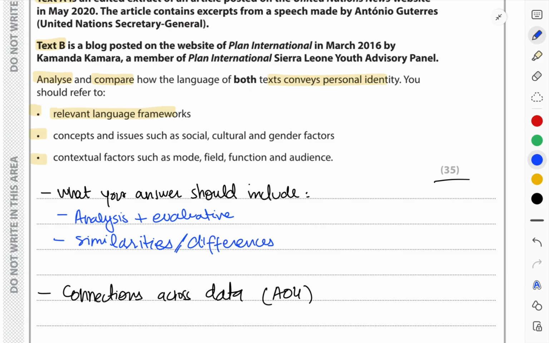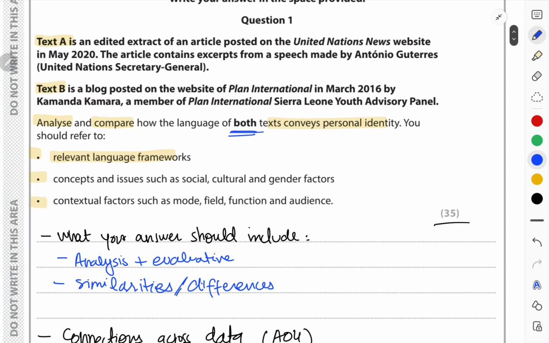Hope that makes sense. In the question again, it says both texts, so don't stick with one text. If you're reading Text A, keep it side by side. If you're talking about the lexis of Text A, for example, talk about the lexis of Text B right after, because you need to maintain a balance between the two texts. You don't want an imbalance where you're evaluating Text A more and you're not evaluating Text B as much as Text A.